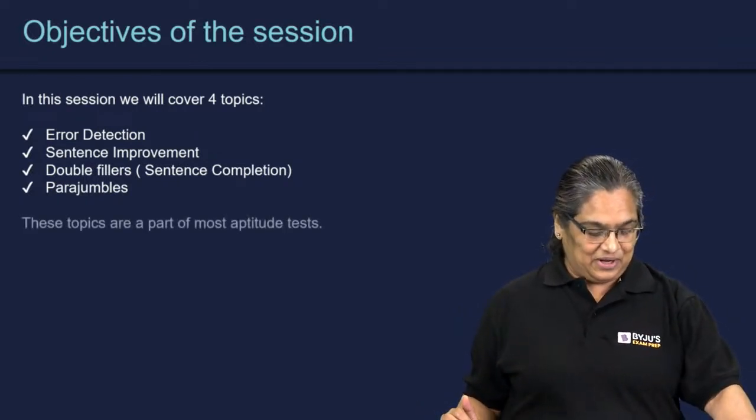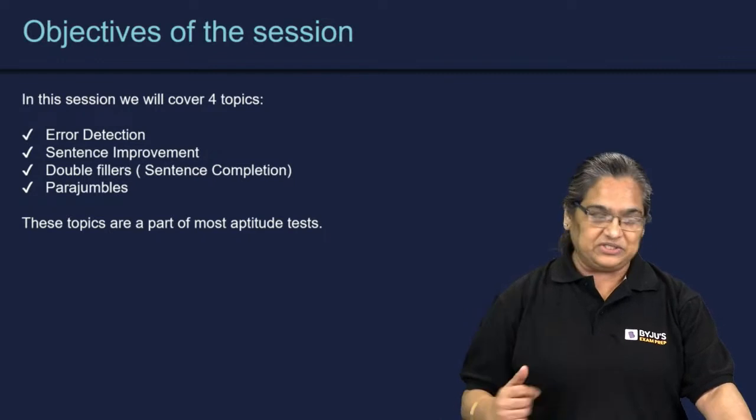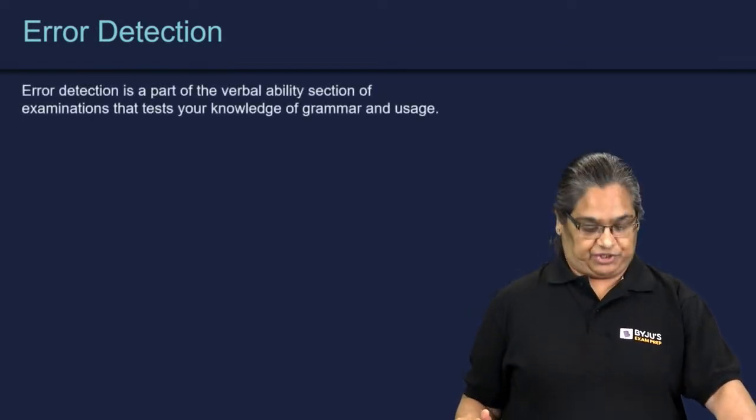Yes? All right. So these 4 topics that we are going to learn today are a part of most aptitude tests. And when I say most aptitude tests, CAT does not ask direct vocabulary or grammar questions, but grammar and vocabulary are an integral part of any student's preparation for any aptitude tests. When you're looking at non-CAT tests like XAT, IIFT, OMETs, TISNET, all the exams have a good number of questions on grammar and vocabulary. So let's look at error detection, right?